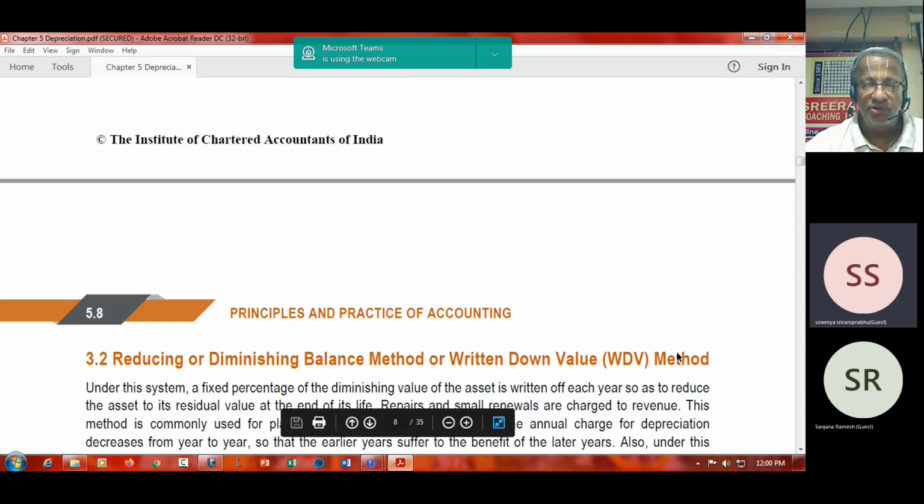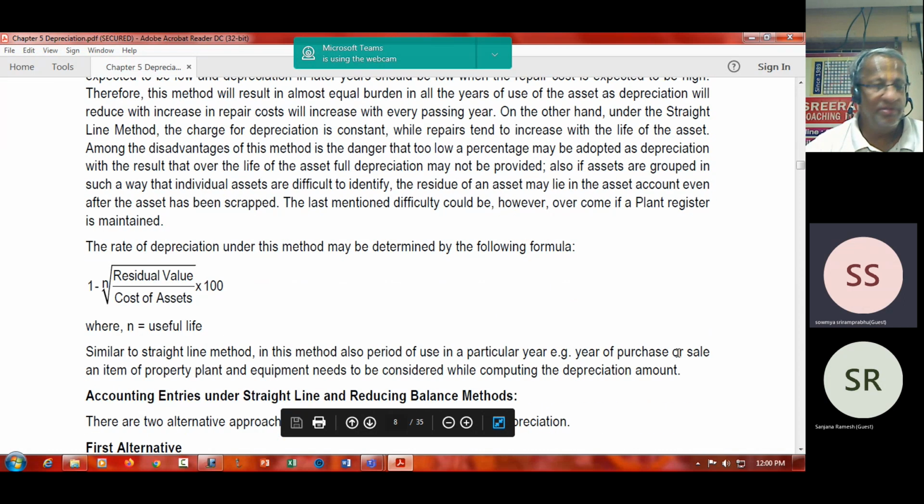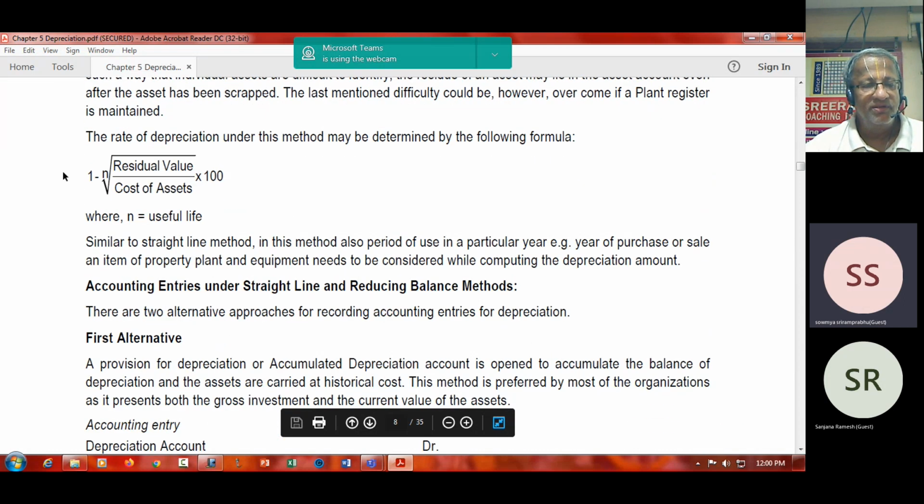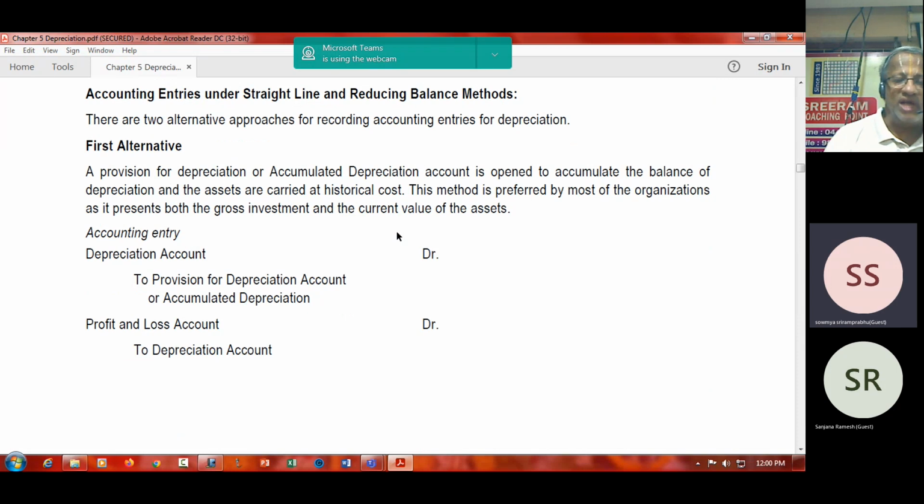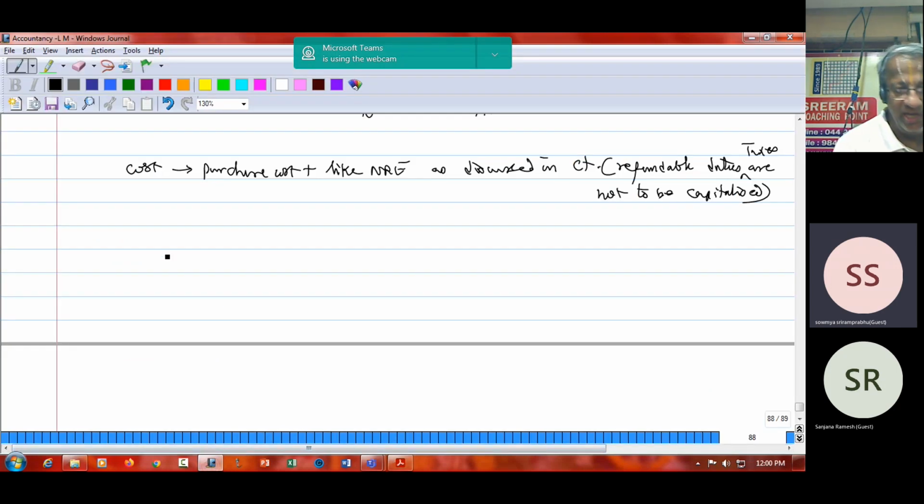Straight line method I conveyed to you. Reducing balance method or WDV method I conveyed to you. You just see. Did they give the derivation as to how it had come? No, they used residual value, salvage value. Anyway, the charge of depreciation, for which journal entry is to be passed. Plus dismantling cost.